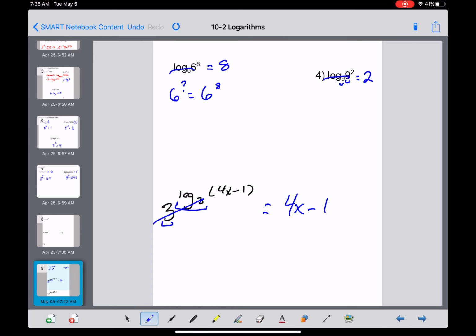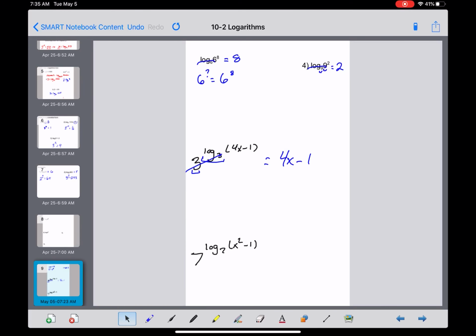And if we look at just one more example, if I have another one similar to that, 7 to the power log base 7 of x squared minus 1, well, since we have an exponent with a base of 7 and a log with a base of 7, those are just going to cancel each other out. And this is equal to x squared minus 1.